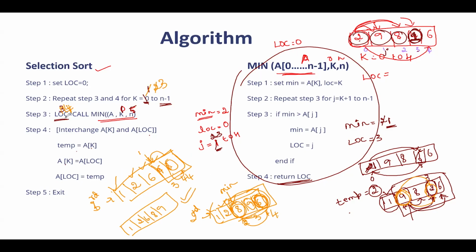Now, this particular code will terminate when the k value reaches n minus 1. The moment it reaches n minus 1, it terminates.